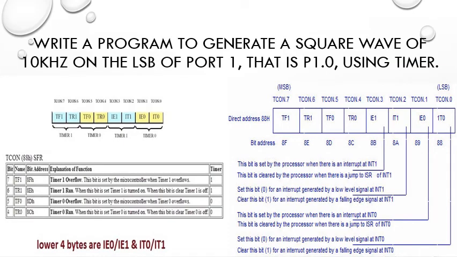Now let us discuss how to program a timer interrupt. Let us have an example of writing a program to generate a square wave of 10 kHz on the least significant bit of port 1, that is P1.0, using timer. In this example, the timer is initialized in mode 2. This is an 8-bit auto reload mode.